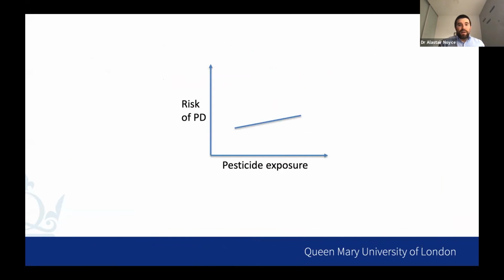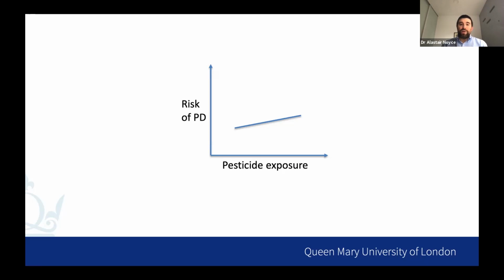Back to a schematic. On this schematic, what we're showing is that on average, if pesticide exposure increases, risk of Parkinson's disease increases by this line. So along this line, you've got increasing pesticide exposure and a modest increase in risk of Parkinson's disease. But that's unlikely to be the full story. It's not simply the case that if you were exposed a lot to pesticides in your life, you're going to get Parkinson's disease. We know that's not true.